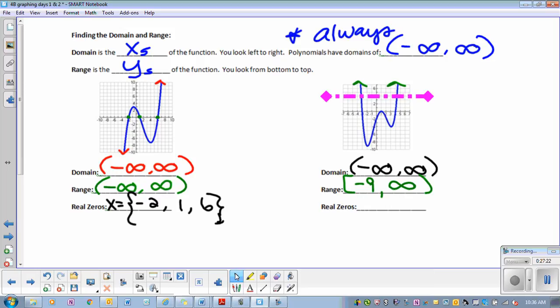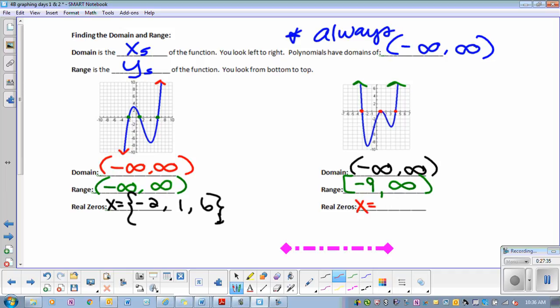Now, let's talk about the real zeros here. I have one there, got another one there, and another one here, right? So where are my zeros?